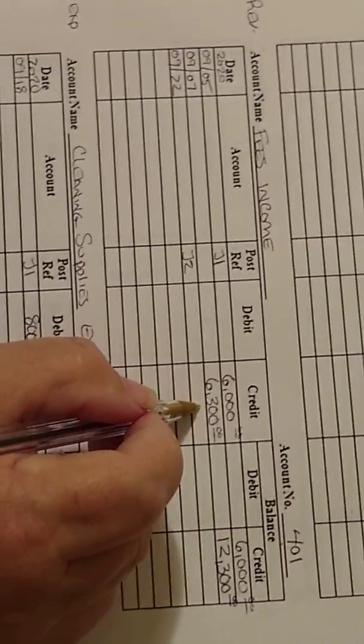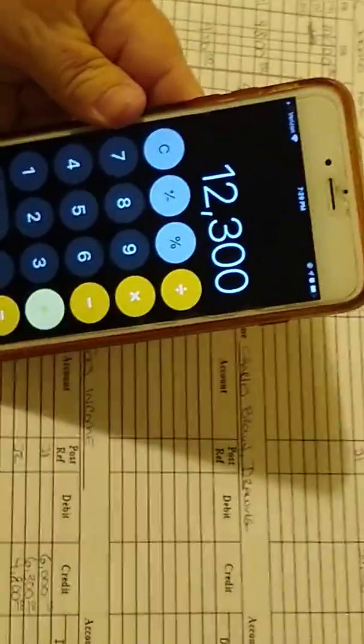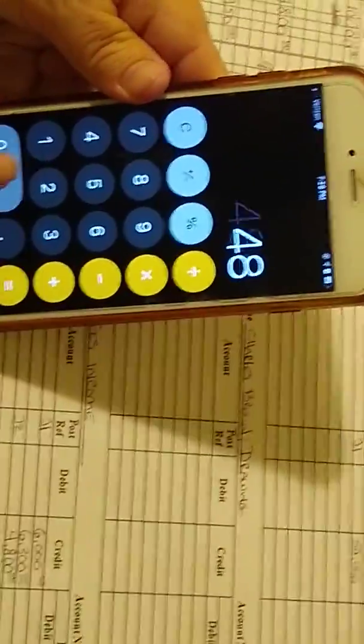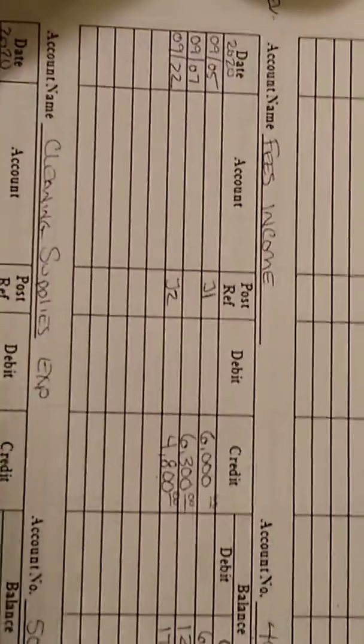And over here, we're going to credit it 4,800, which means now we're going to add this to the balance. So 12,300 plus 4,800 equals 17,100. All right. Back over here. And we're going to put the account number here to indicate that we posted that.